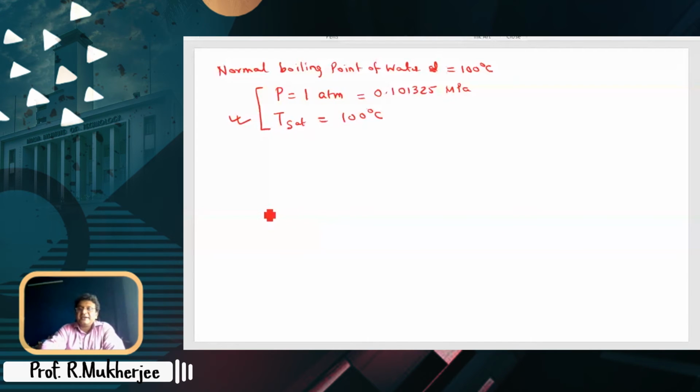And how do you get this data? So if instead of 1 atmosphere, let's say P is equal to 0.5 megapascal, what is the corresponding Tsat?